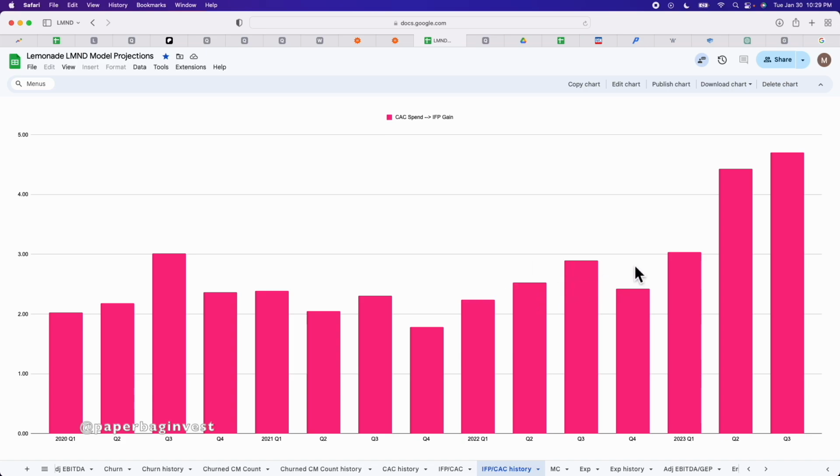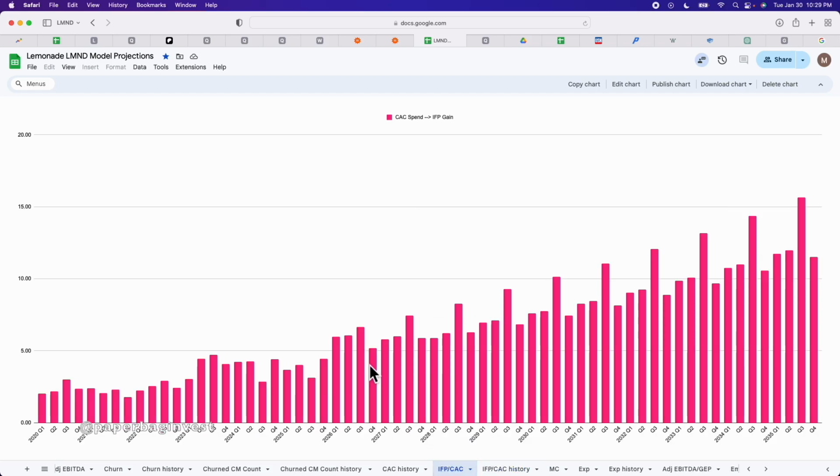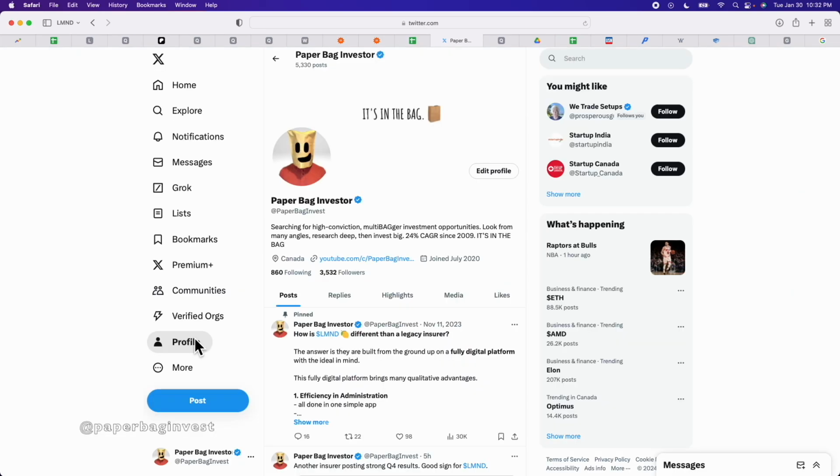And this is starting to jump up here, but if you look ahead at my model, you can see where we're at right here, 2024 Q1, we're in the 4 range. But I see this ratio of CAC spending and IFP gaining going up, because they're growing that lower-priced renter and pet base, and that's going to keep expanding. That ratio, I see it going up to even 10, 11, 12. In my mind, that's where this ratio is headed. They're going to be super effective at getting premium. I hope this makes sense.